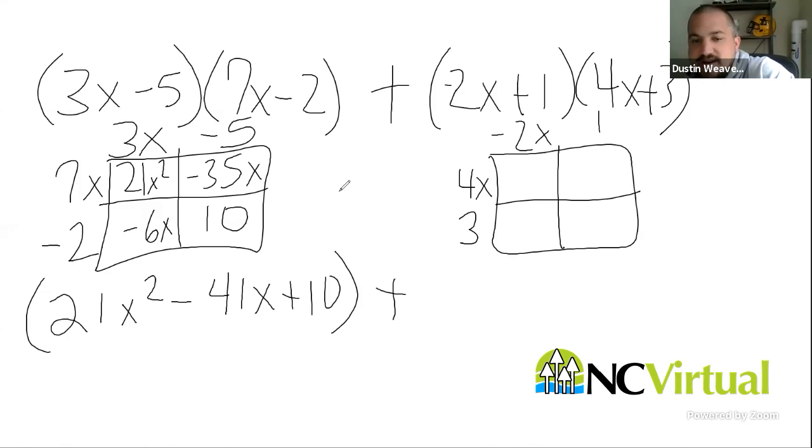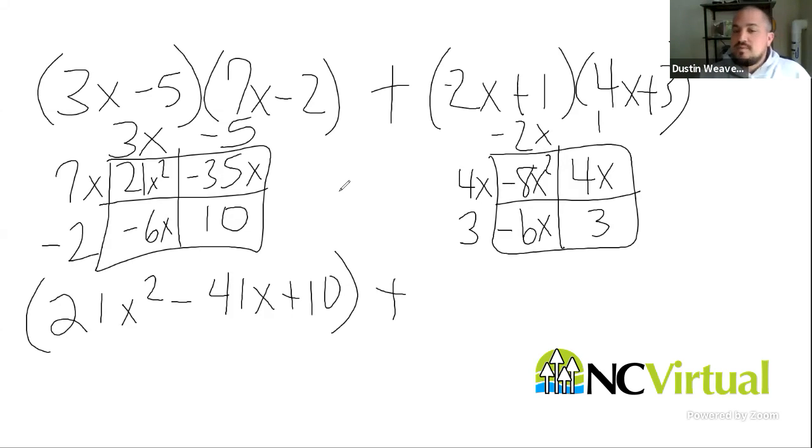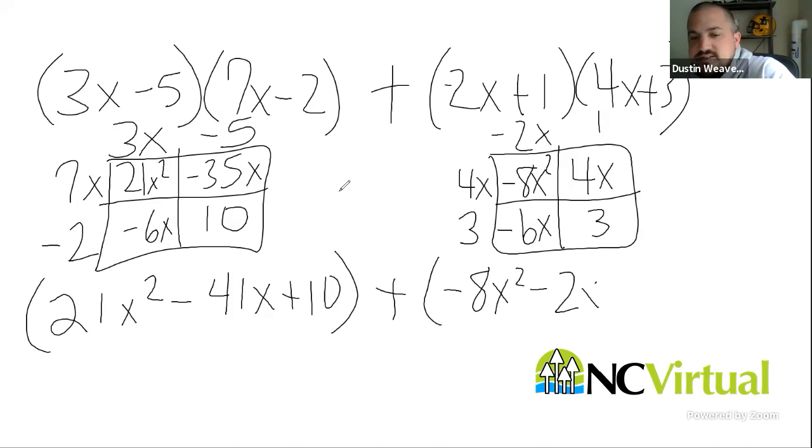Okay, now let's do the right part. Negative 2x times 4x is negative 8x squared. 1 times 4x is 4x. Negative 2x times 3 is negative 6x. And 1 times 3 is 3. So we're only able to combine the 4x and negative 6x. So we have negative 8x squared, 4x and negative 6x would be negative 2x, and then we have a plus 3.